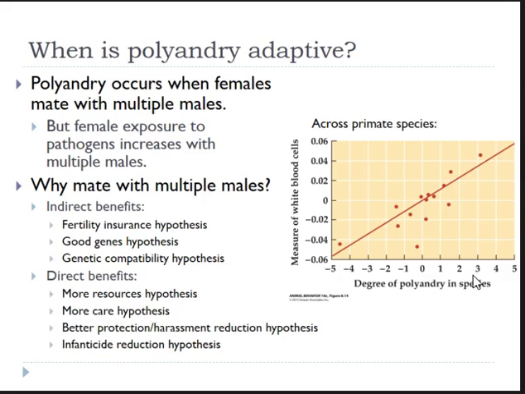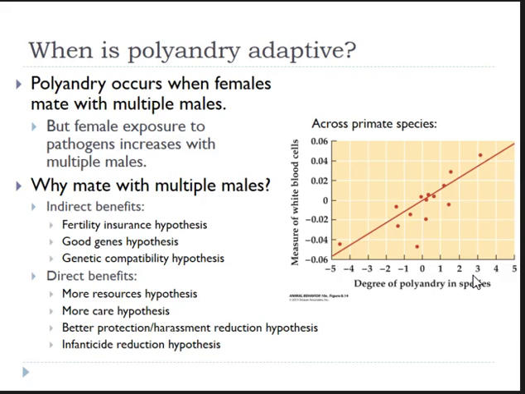There are also direct benefits that they could get, though. I'll just read them off. There's the more resources hypothesis, the more care hypothesis, the better protection, harassment reduction hypothesis, that's kind of my phrasing, but I like it, and the infanticide reduction hypothesis. So we're going to walk through each of these and talk about specific benefits that they can be getting.